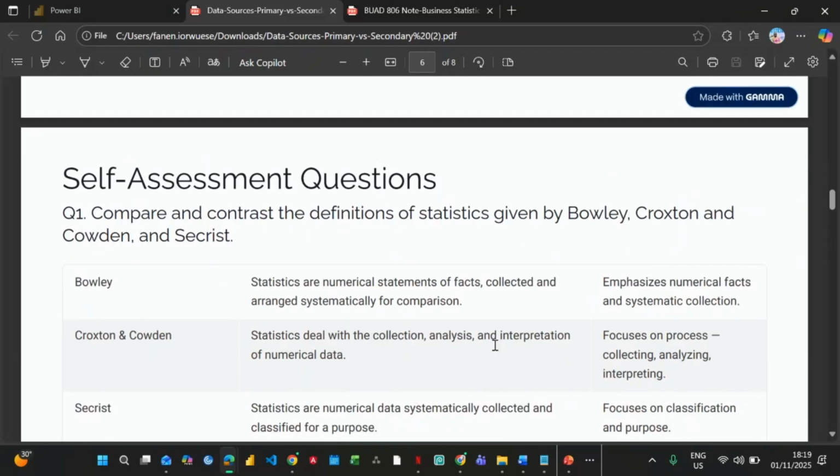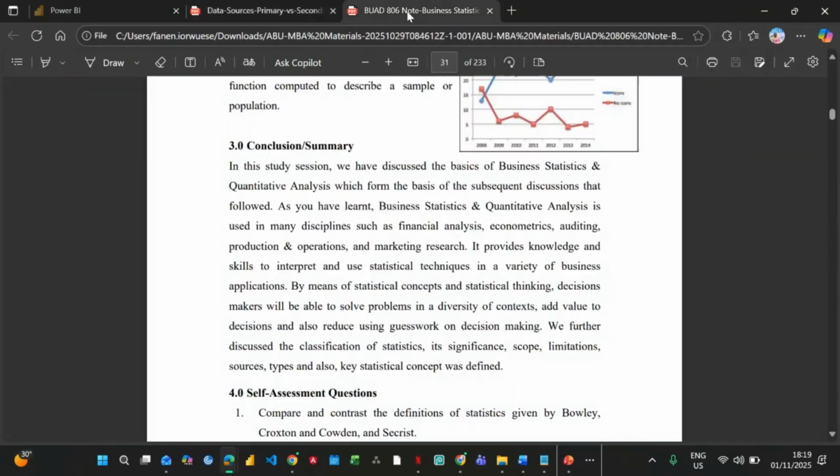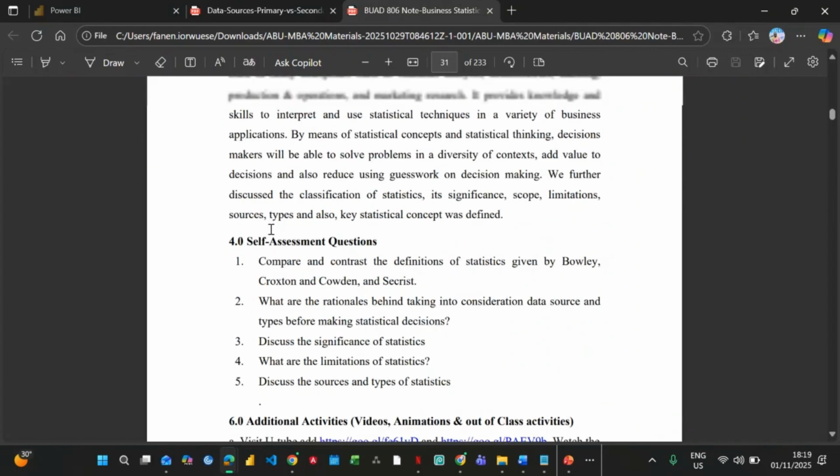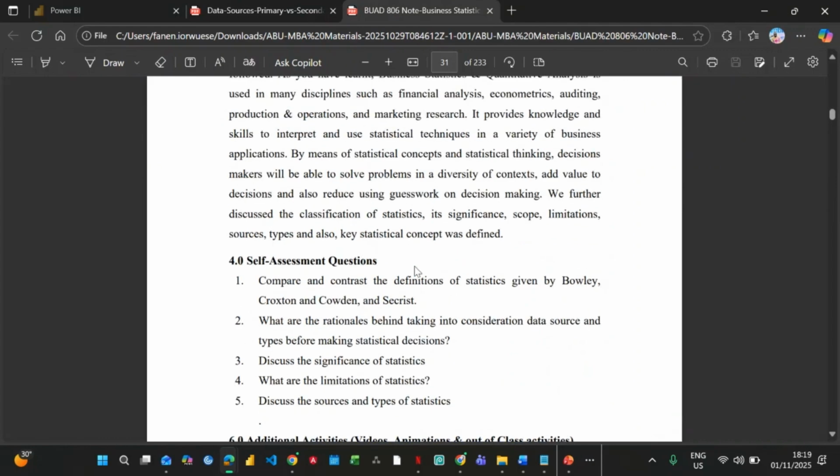And then, if you go back to this, there are some questions here, self-assessment questions. So these are self-assessment questions that I want us to look at too, right? They say you should compare and contrast the definitions of statistics given by this guy, this and this. You understand? So what is the rationale behind taking into consideration data source and types before making decisions?